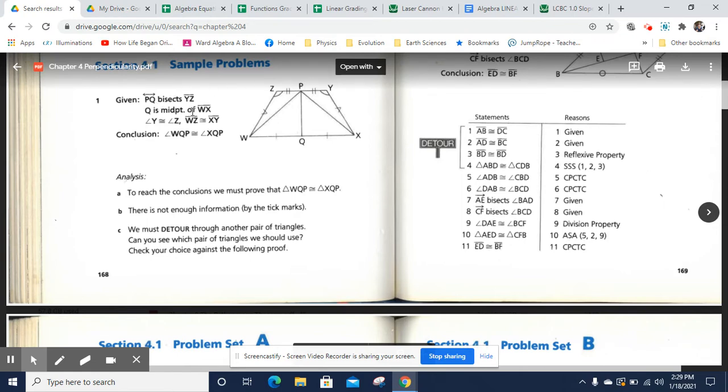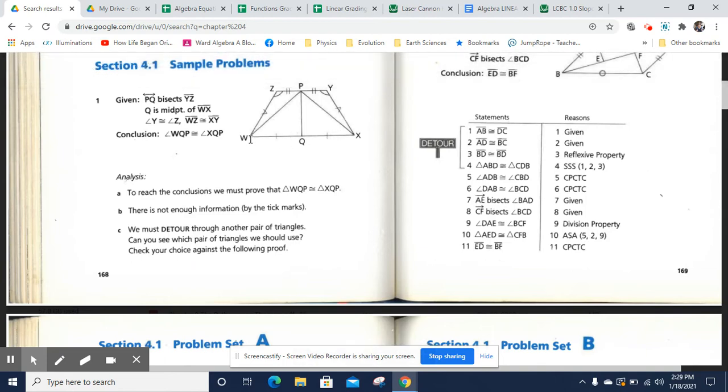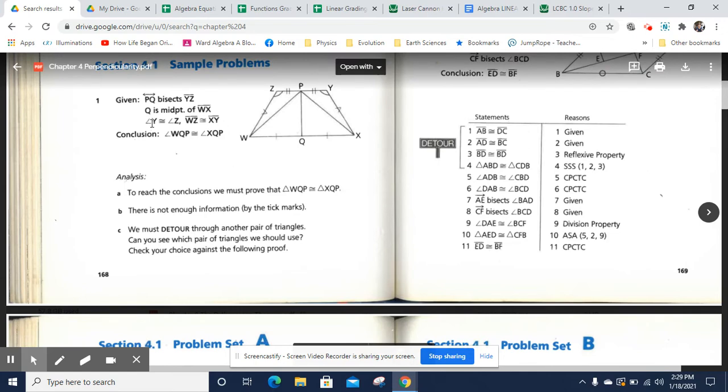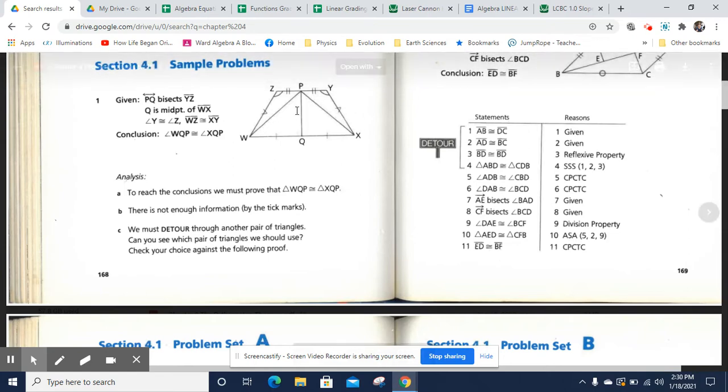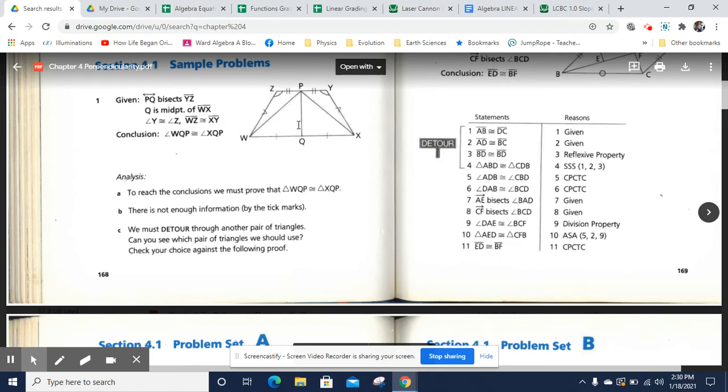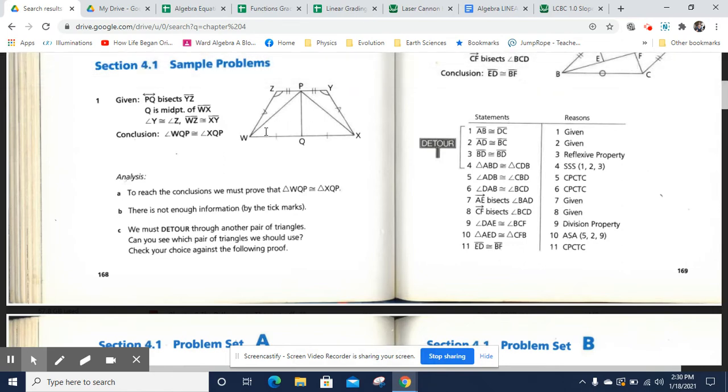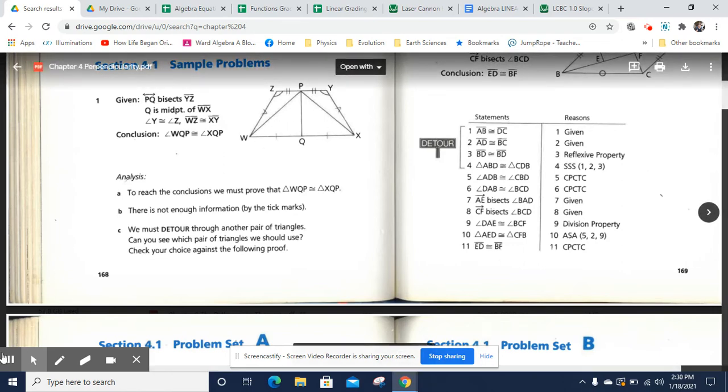We know Q is the midpoint of WX. Now we know that these two sides, WQ and XQ, are congruent. And then we're told that angle Y is congruent to angle Z, and they're labeled up here. That's nice. And WZ is congruent to XY, so this side and this side are congruent. In order to get these angles congruent, you need these triangles congruent. You're going to need to prove the other one.